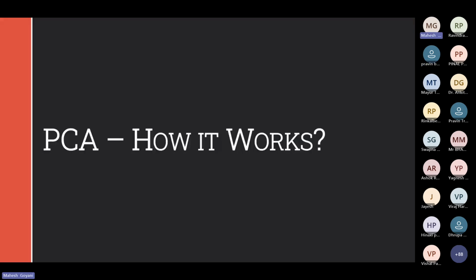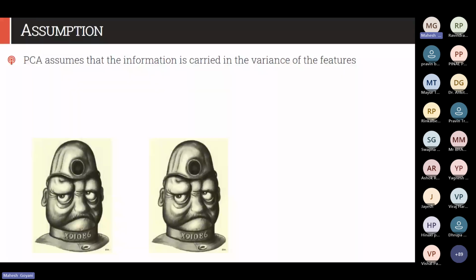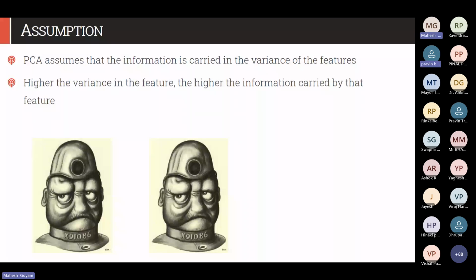PCA assumes that the information is carried in the variance of the feature. See, this is the assumption of PCA. Sometimes it may not be true, but most of the times that is true. That variance is very important, and PCA will always try to maximize that variance of projected data. Higher the variance in the feature, the higher the information carried by that feature. Because it conveys the maximum information. It is increasing the variance of overall data. And PCA is a change of variable space only. So it is just looking at the data in a different way.